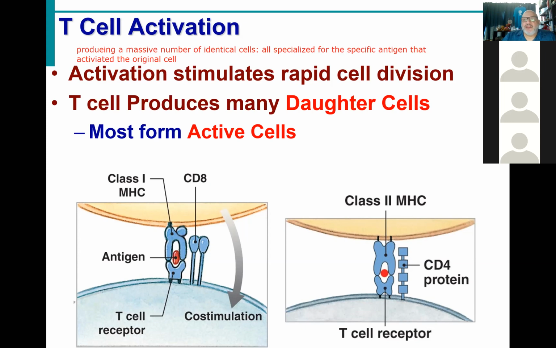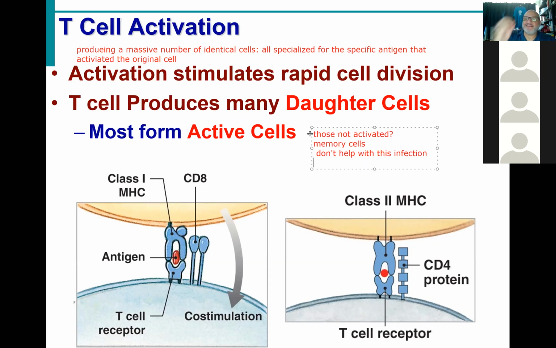So we get the production of many, many identical daughter cells, most of which become activated. There's that pesky word, most again. Those that are not activated, what do you think happens to them? Exactly. They become the memory cells. And those memory cells don't help in this response. They don't help with this infection.